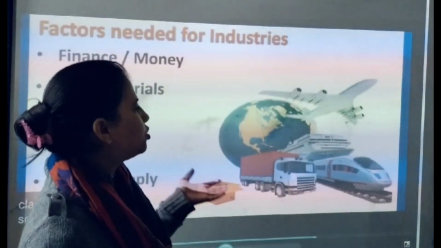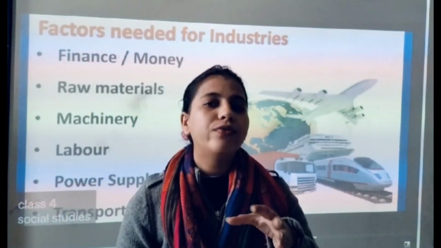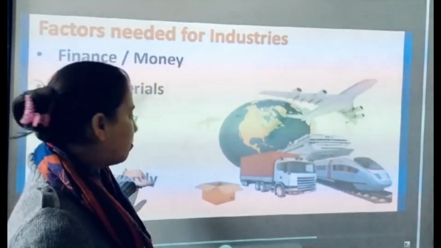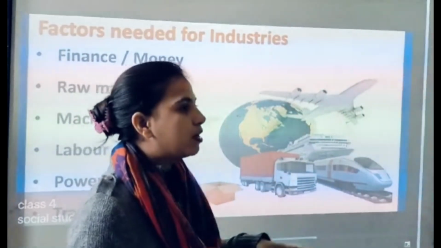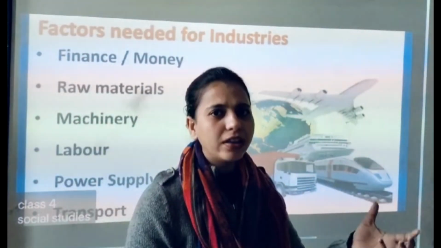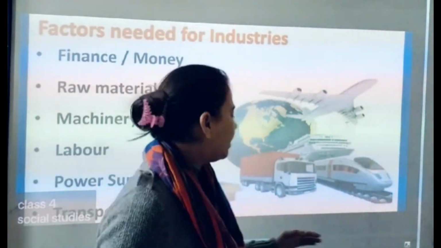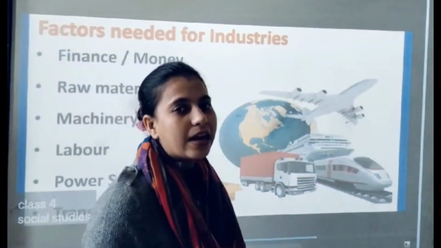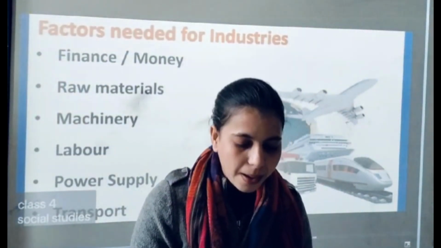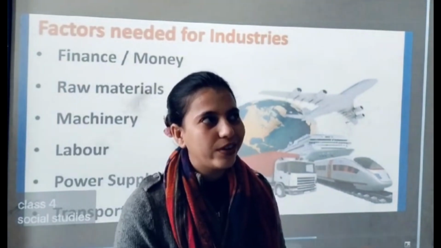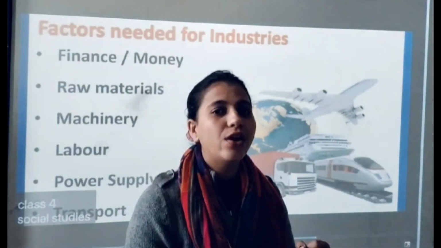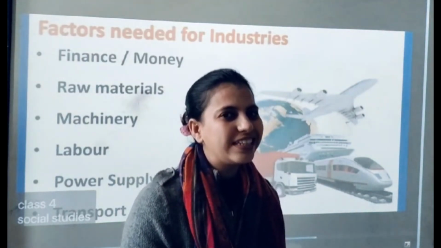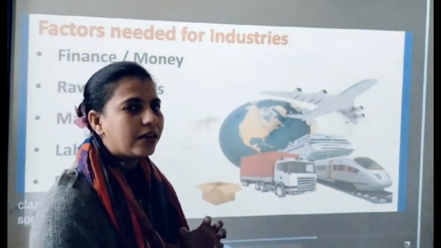And the next one is machinery. To convert the raw material into finished goods, we need machinery, and to run the machinery we need labor, right? And power supply. To run the machinery and for the flow of the work, we need power supply, that is called electricity also. And the last one is transport, which is also a main contribution in industry, because without transport we cannot distribute our products or supply them to the customer. So these are the main factors that we need to set up an industry.